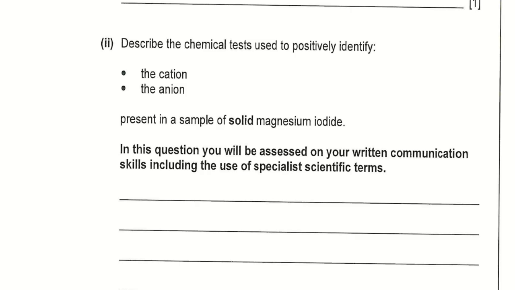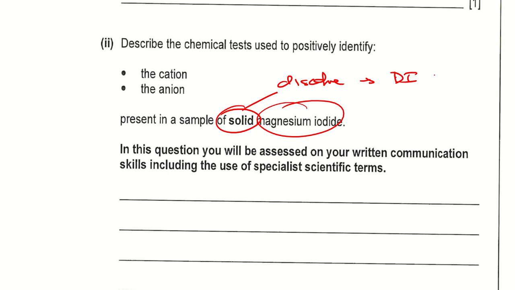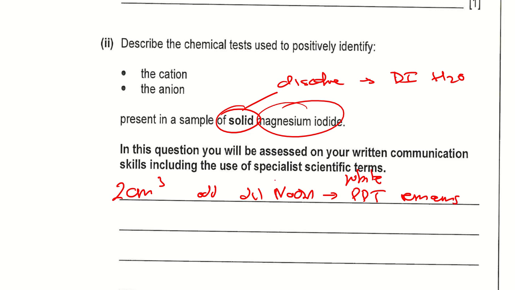Describe the chemical test to positively identify the cation and the anion in magnesium iodide. Remember again, it's solid, so the first thing you would tell the examiner is that you will dissolve it in deionized water. Next, take roughly 2 cubic centimeters and add dilute sodium hydroxide. With the magnesium ions, you get a white precipitate, and I should also say that my sodium hydroxide is in excess, so the white precipitate remains.